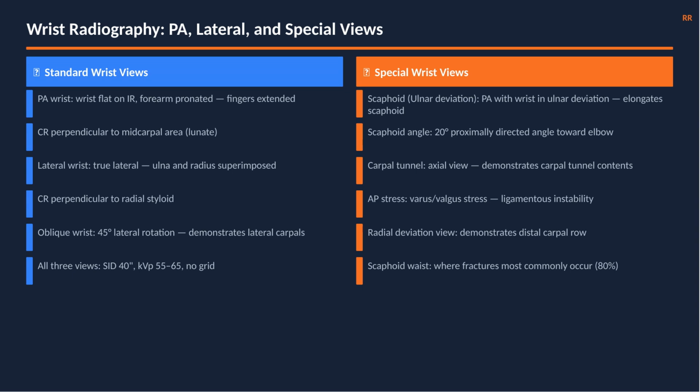The scaphoid view. PA with the wrist in ulnar deviation. Ulnar deviation straightens the scaphoid from its naturally oblique position, elongating it and allowing the waist to be seen without foreshortening. This is the most important supplemental wrist view for suspected scaphoid fracture. Add a 20-degree proximal angle toward the elbow for even better waist visualization. The scaphoid waist is where 80% of scaphoid fractures occur.